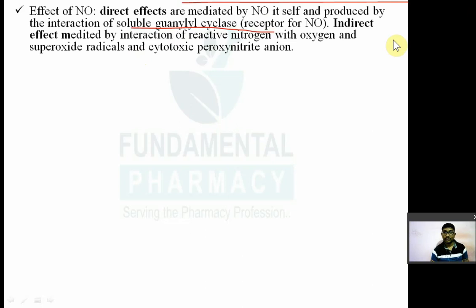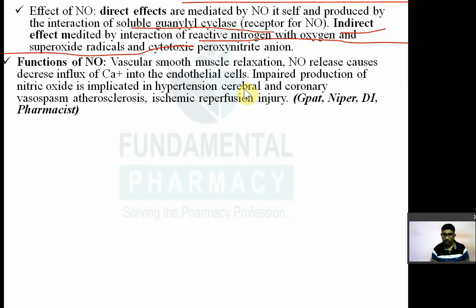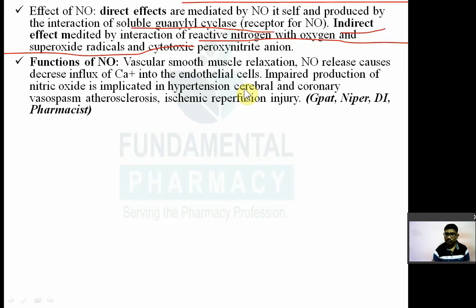And indirect effect is because of the ions. Indirect effect is mediated by interaction of reactive nitrogen with oxygen, superoxide radicals, and cytotoxic peroxynitrite anion. So we'll see the mechanism in detail in the next slide. I will explain with the diagram, in a diagrammatic way. Functions of nitric oxide. What are the functions of nitric oxide? So vascular smooth muscle relaxation.